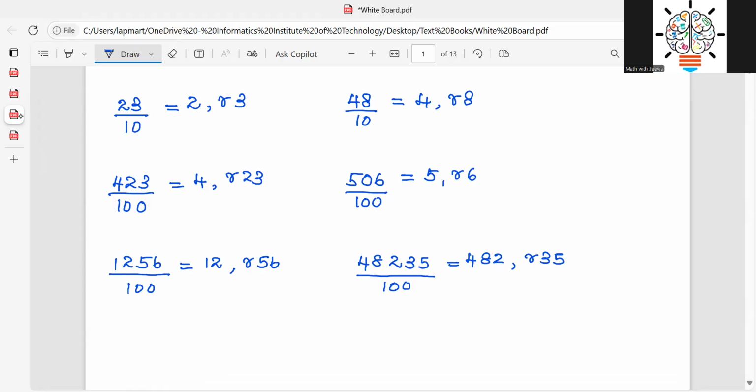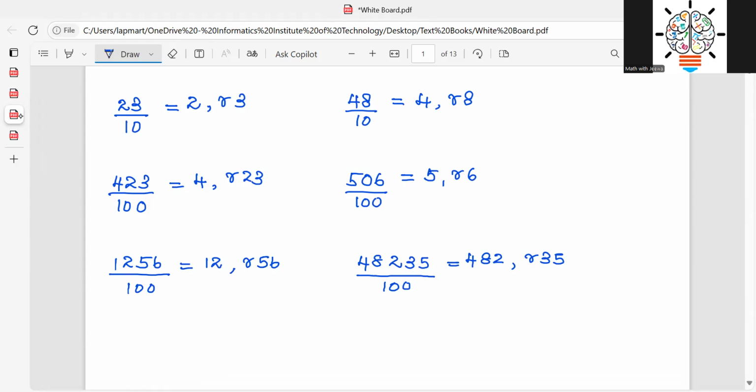So here you have 423. When you are dividing it by 100, we know that 400s are there. So then 23 will be the remainder. 500s are there. 6 will be the remainder. But if you look at the big numbers like 1256, 48,235, what will happen? 56, because we are dividing it by 100 now.